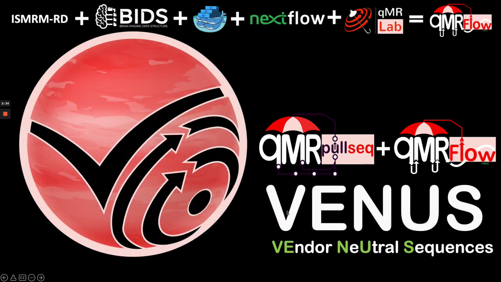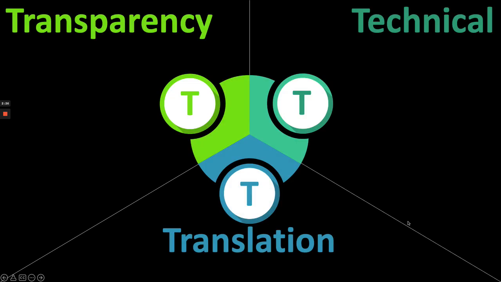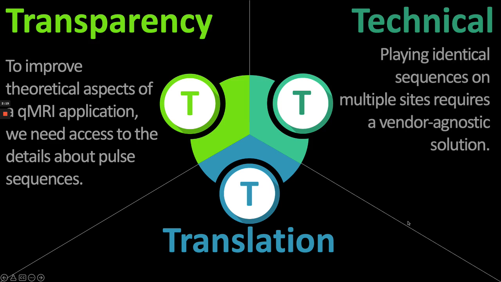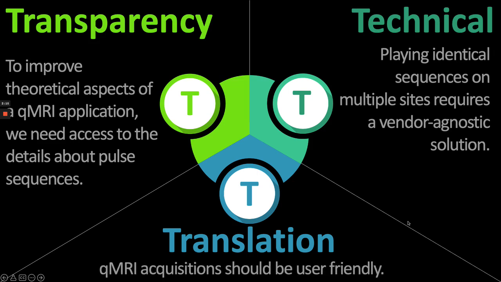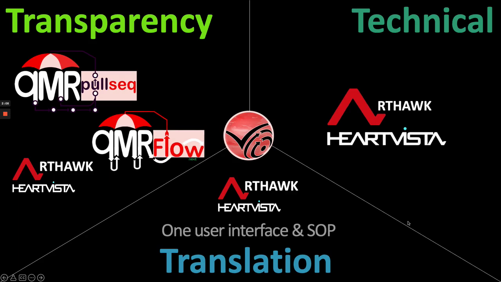That planet is Venus, which stands for vendor-neutral sequences. Venus is designed to solve a three-part problem. First, to bring transparency to all the elements of the pulse sequence implementations, then to play identical pulse sequences on scanners from different vendors, and finally to develop user-friendly quantitative MRI protocols. We achieve this by combining our open source solution with the RTHawk real-time imaging platform, which is approved by the FDA for clinical use on Siemens and GE scanners.